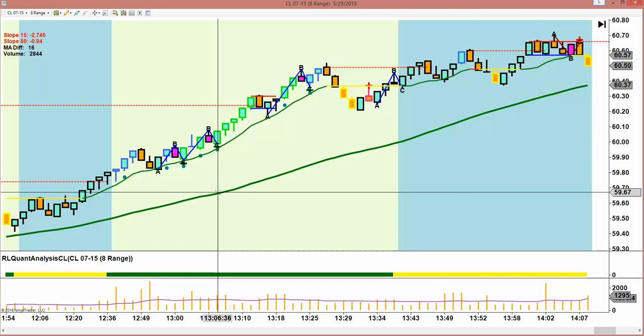There are software programs that will take entries based purely on Elliott wave theory, and there's one out there called MT Predictor, which I've looked at.